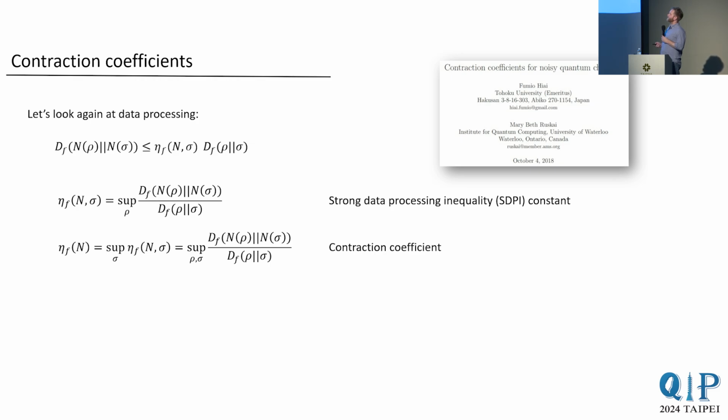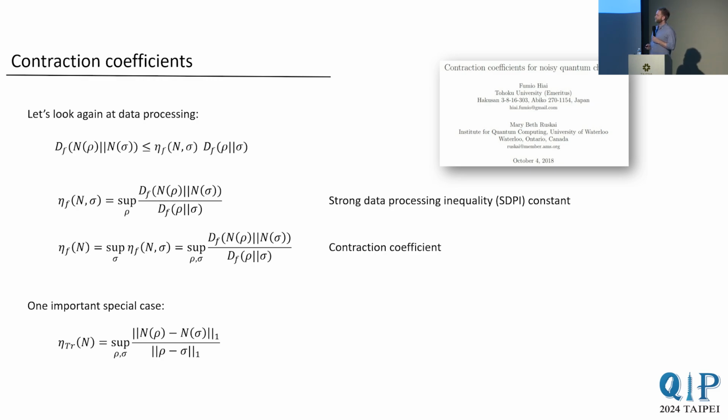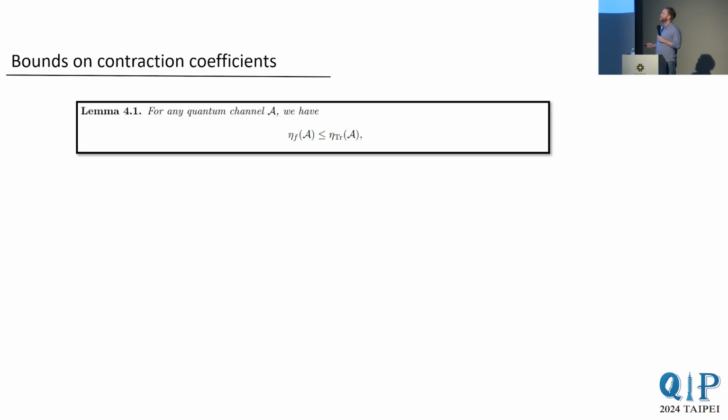And for this, we define these contraction coefficients. For lots of interesting known work about these for the PETS definition of these divergences, I refer to this paper here by Hiai and Ruskai. An important special case is that we can define this for all f-divergences, but also for the trace distance, basically. This is a very commonly used example of these contraction coefficients. And now, using our divergence, we can actually say a lot about these contraction coefficients that was not known or probably doesn't hold for the generally used f-divergences.